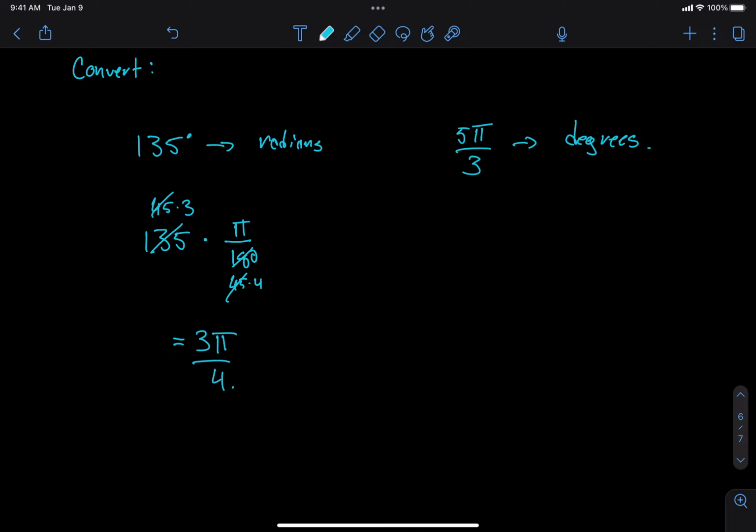Okay, so multiply by pi over 180. What do I do when I want to go from radians to degrees? I'm going to take my radian measure and multiply by 180 over pi. The way you can remember this one is, you want the pi's to cancel, so the pi needs to be in the denominator in order for that to happen. So 3 goes into 180 60 times.